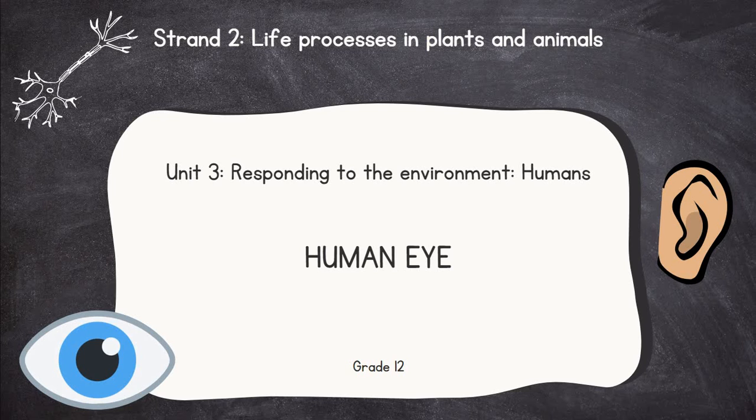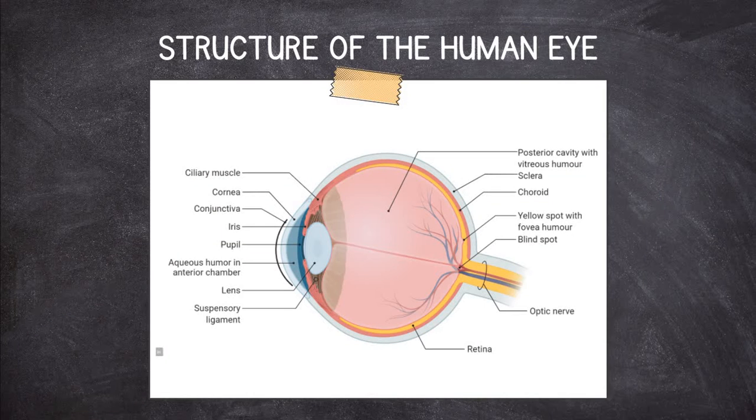In today's lesson we are starting with unit 3, responding to the environment, and we will be looking at how humans respond to the environment. In this lesson we will be learning more about the human eye. So first of all we have the different parts of the eye.